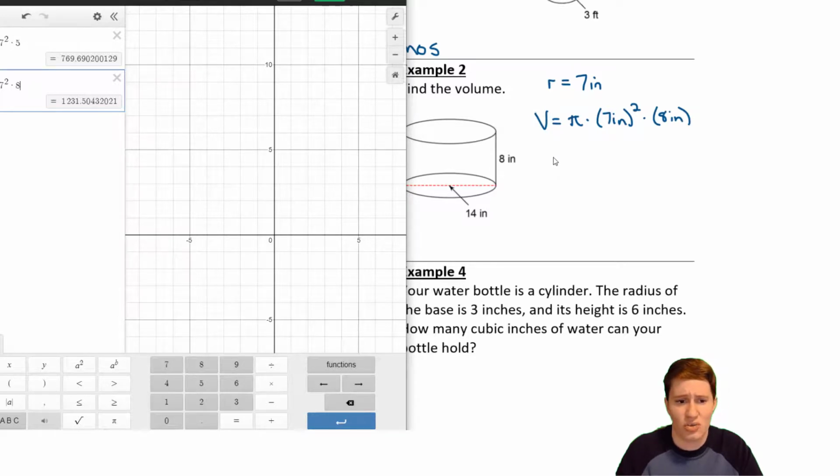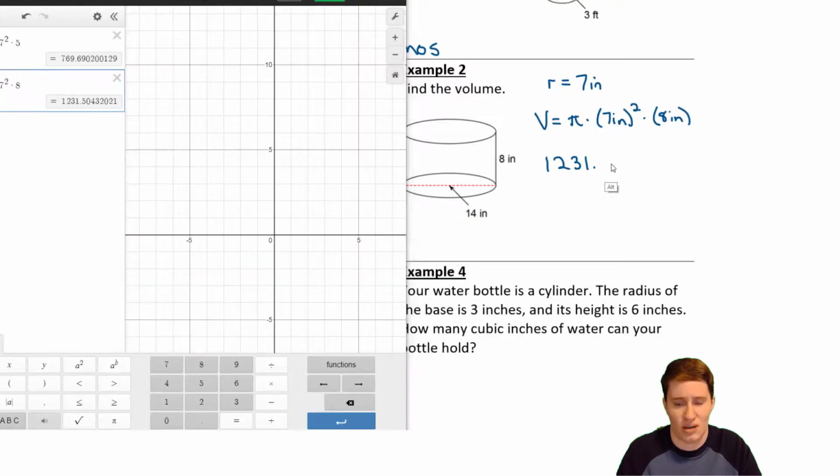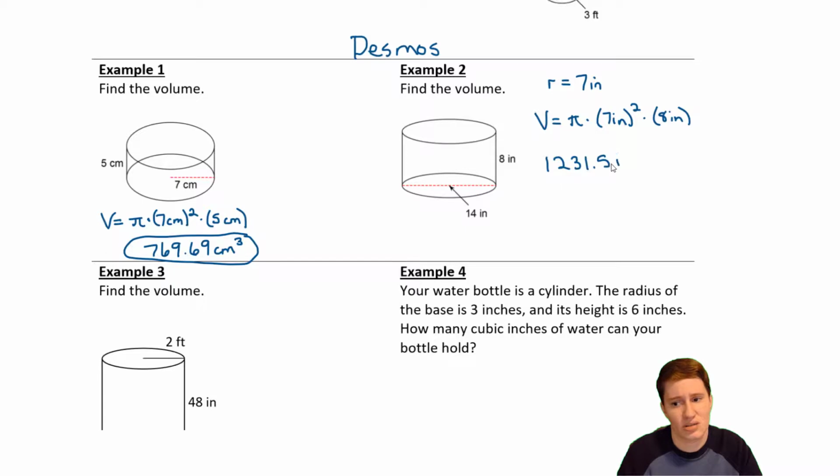So we don't usually round to the nearest whole number on problems like this. So I would say rounding to 1 or 2 decimal places should be good. So that's our answer right there. Let's look at example 3.